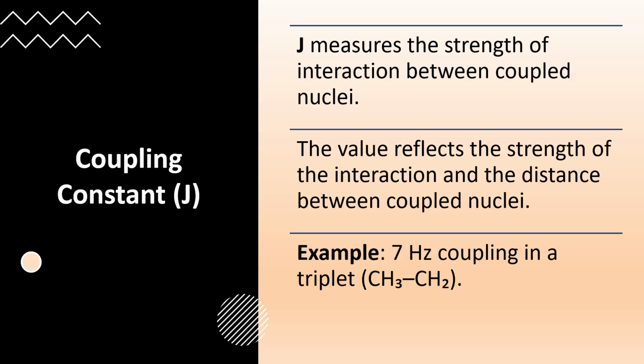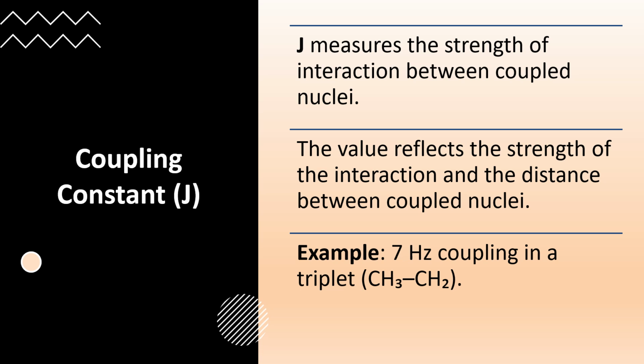The coupling constant, denoted as J, is a key parameter in NMR spectroscopy that measures the separation between split peaks in Hertz. It reflects the strength of spin-spin interactions between coupled nuclei, providing valuable structural information. J values are influenced by the bond distance and bond angles between nuclei, making them a direct indicator of molecular geometry. For example, in alkenes, the coupling constants of cis and trans protons are distinct and help differentiate their configurations.